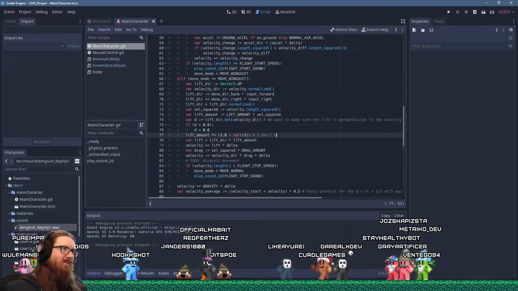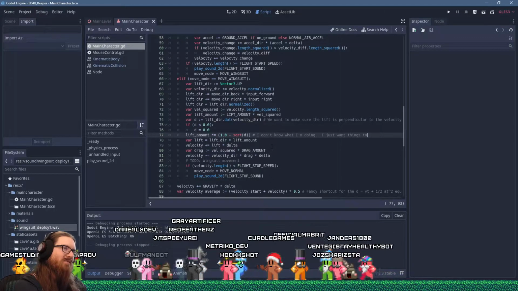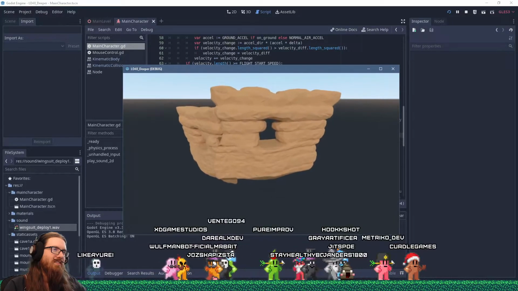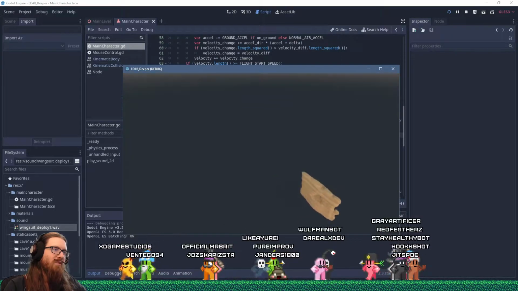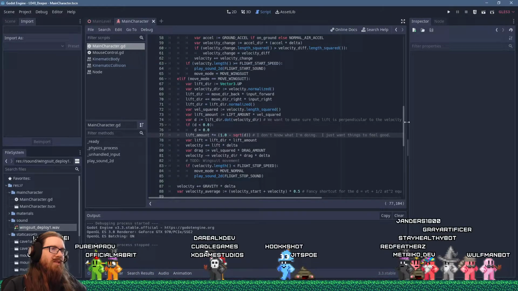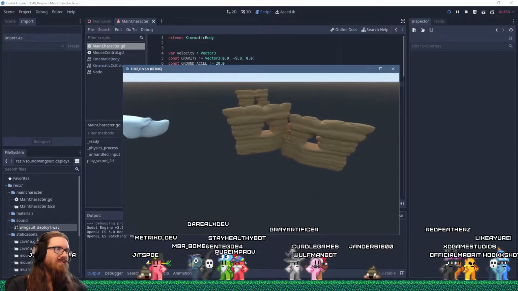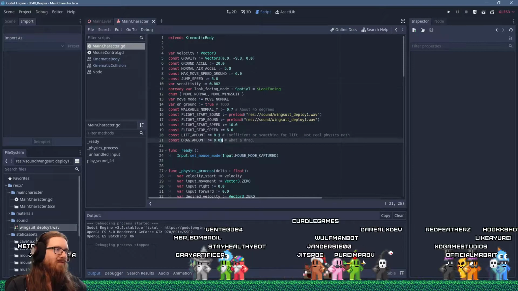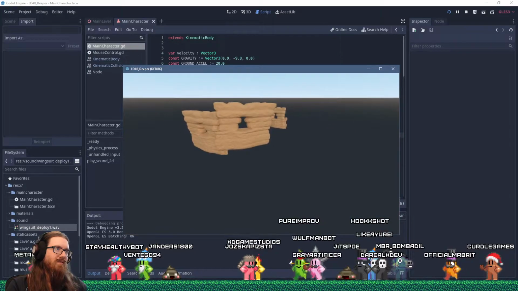I don't know what I'm doing. I just want things to feel good. Still getting way too much upward lift. Maybe our lift amount is just still too high. I am going to reduce the drag, reduce the lift, see how this feels.